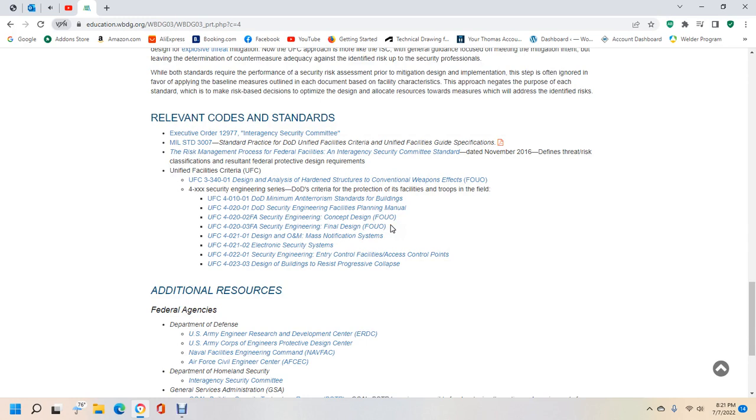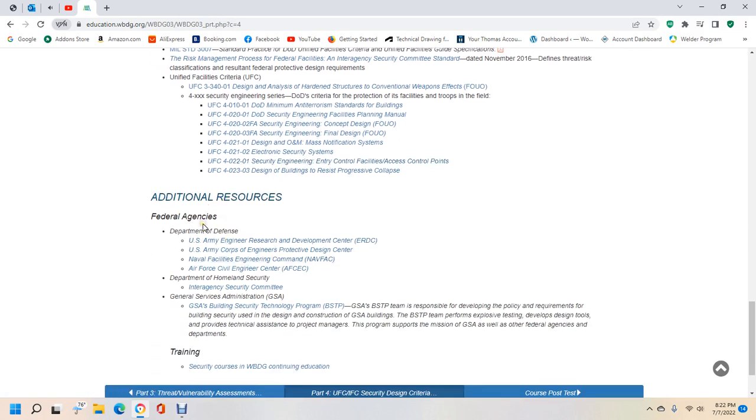Resources. Relevant codes: Interagency Security Committee and Military Standard 3007, practice of the DoD, Unified Facilities Criteria, Unified Facilities Guide Specifications, Risk Management Process, Federal Agency Interagency Security Committee. Unified Facilities Design Analysis, Hardened Structures, Conventional Weapon Effects, DoD Minimum Antiterrorism Standards for Buildings, Security Engineering Facility Planning Manual, Security Engineering Concept Design, Security Engineering Final Design, Operation and Maintenance of Mass Notification Systems, Electronic Security Systems, Security Engineering Entry Control Facilities and Access Control Points, and Design of Buildings to Resist Progressive Collapse. Additional resources: Department of Defense, U.S.